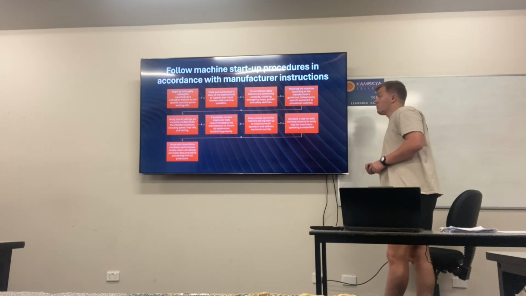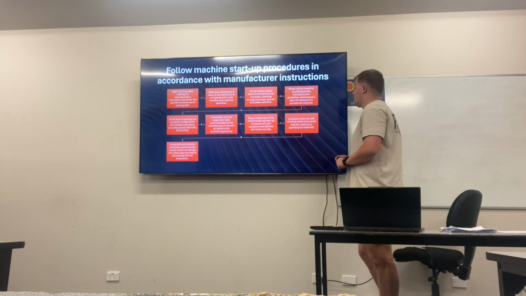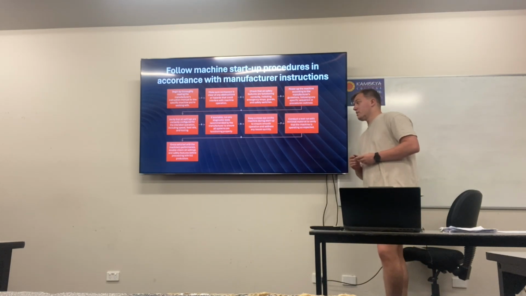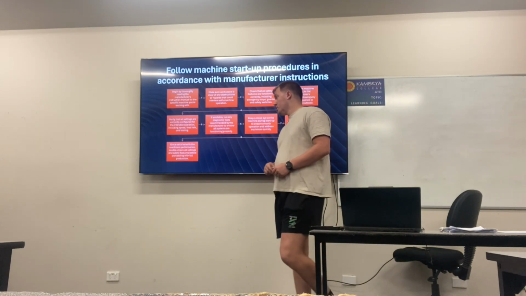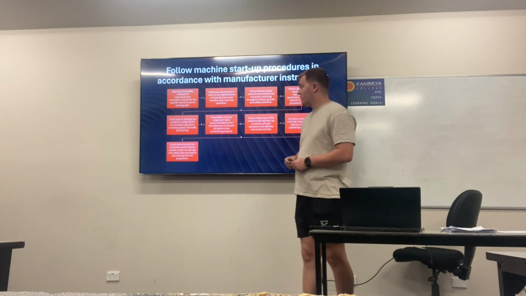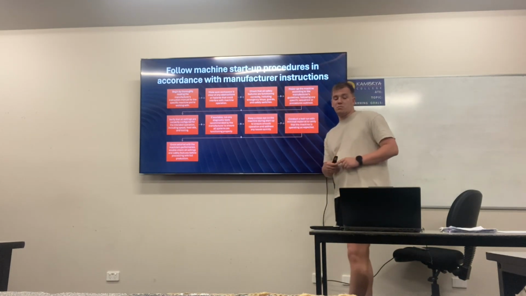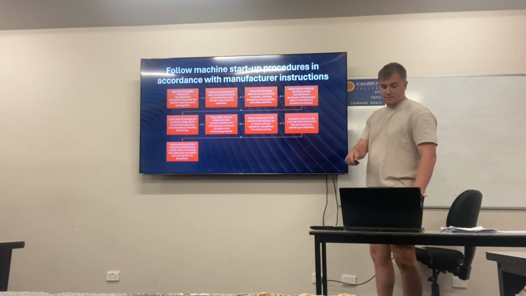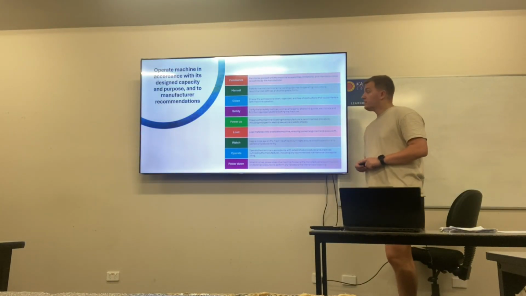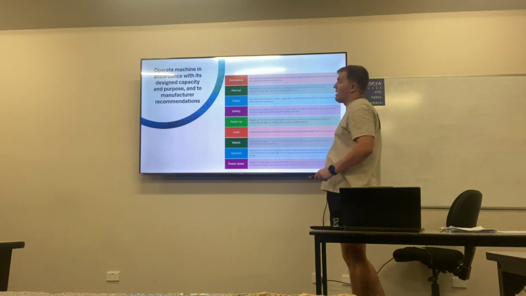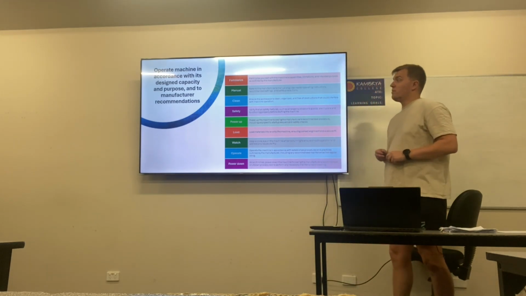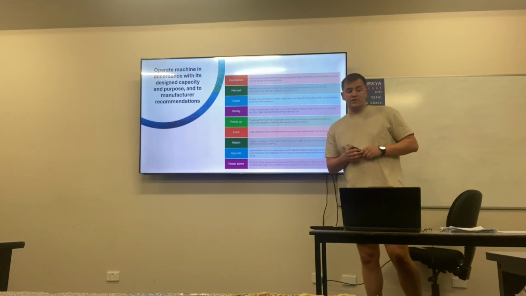Conduct a test run with minimal material to verify that the machine is operating as expected. Once satisfied with the machine's performance, double check all the settings and safety features before proceeding with full production. Operate machine in accordance with its designed capacity and purpose to manufacturer recommendations.